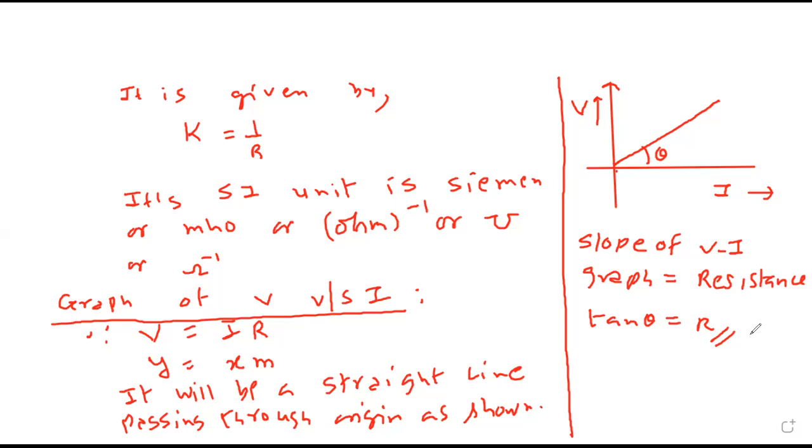Done. Now followed na, that means y equal to mx, the straight line. Factors on which resistance depends.